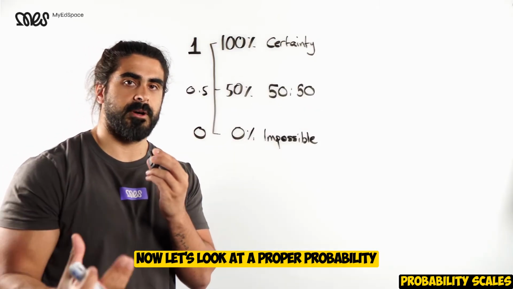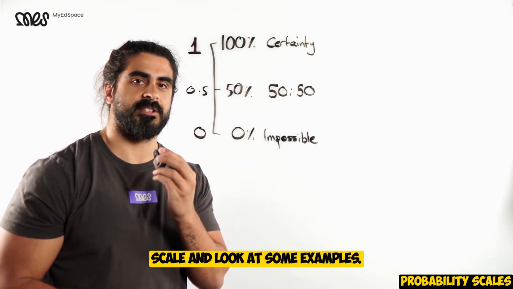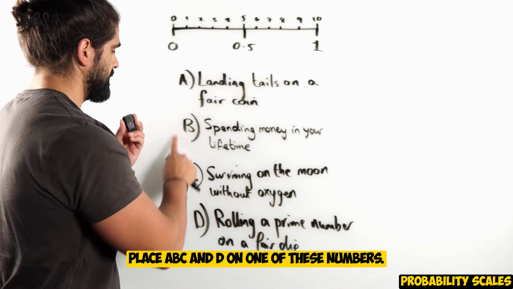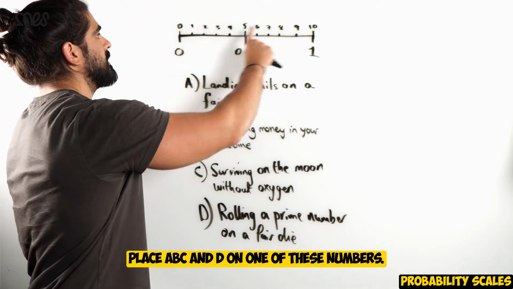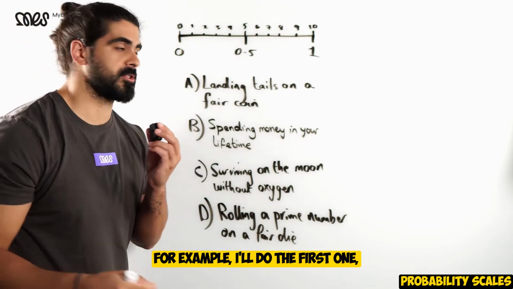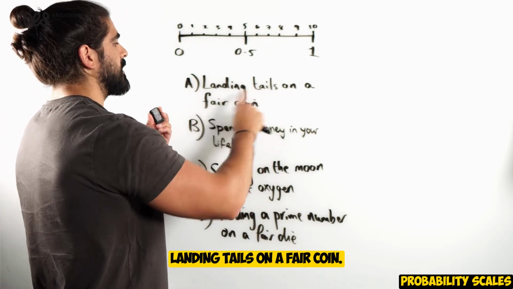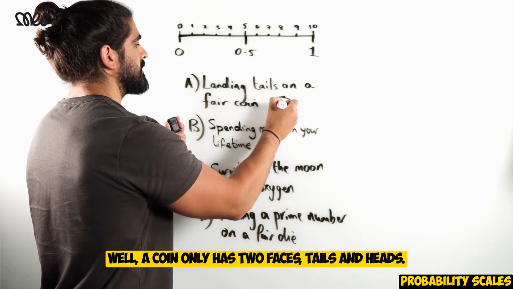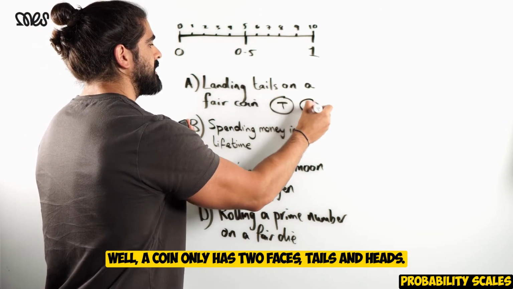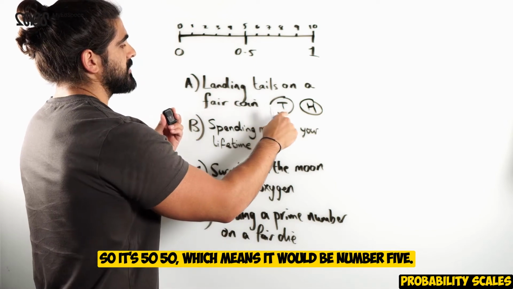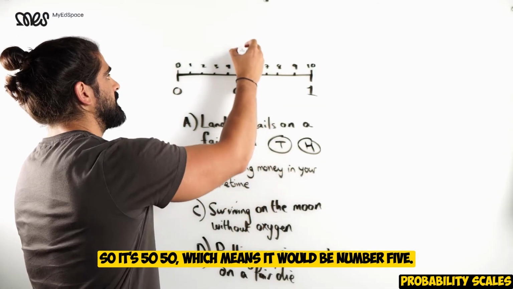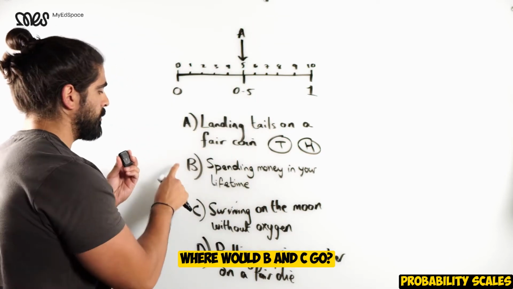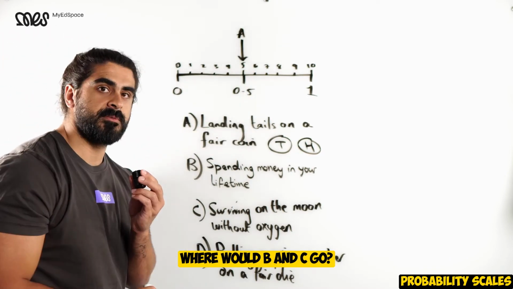Now, let's look at a proper probability scale and look at some examples. So, on this probability scale, I want you to place A, B, C, and D on one of these numbers. For example, I'll do the first one. Landing tails on a fair coin. Well, a coin only has two faces, tails and heads. So, it's 50-50, which means it would be number 5. This is where A would go. Where would B and C go?